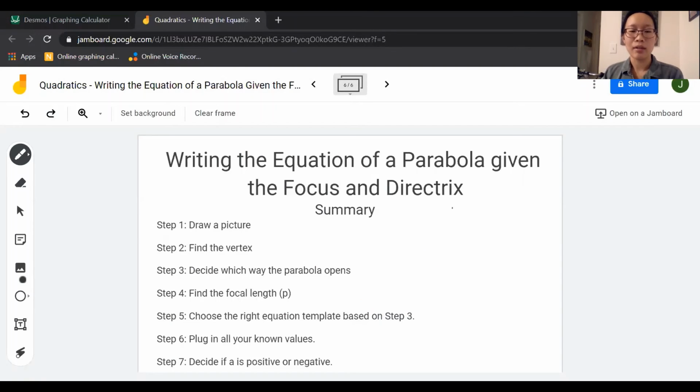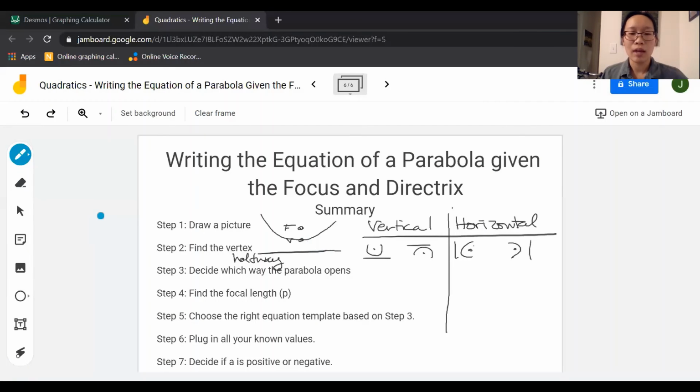Let's summarize. First, you draw a picture of the information that you've been given, a focus and a directrix. From there, you find the vertex, which is halfway between the focus and the directrix. Then you decide which way your parabola opens. Your focus must always be inside and your directrix must always be outside. Here are some possibilities of parabolas you could have. Once you decide which way it opens, you're going to find your focal length p, which is the distance between the vertex and the focus, or the vertex and the directrix.